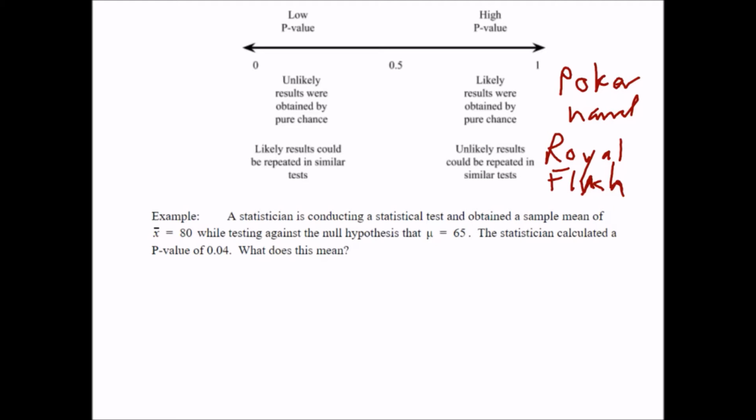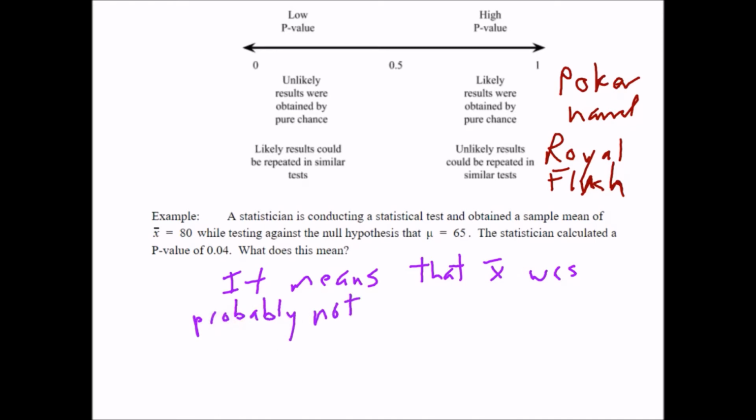As an example down here, a statistician is conducting a statistical test and obtained a sample mean of x bar equals 80 while testing against a null hypothesis that mu was actually 65. The statistician calculated a p-value of 0.04. What does this mean? So what the p-value tells us, it means that x bar, so the sample mean, which was 80, was probably not caused by chance.